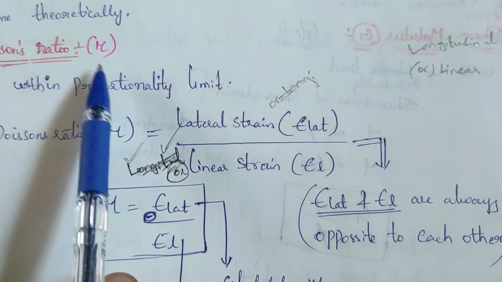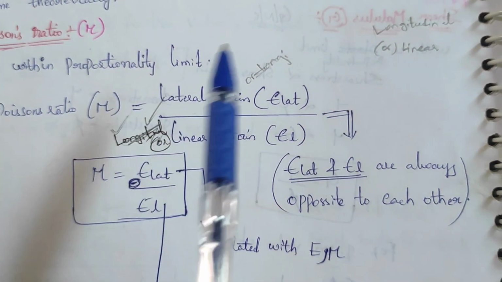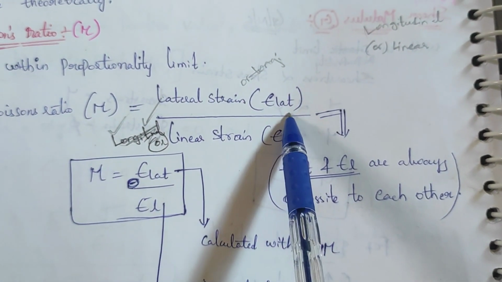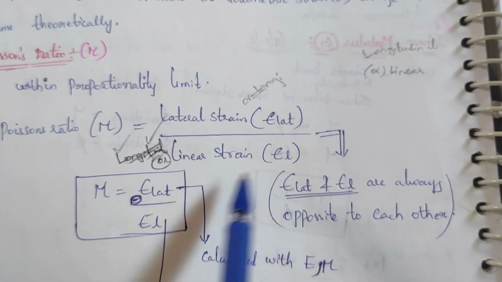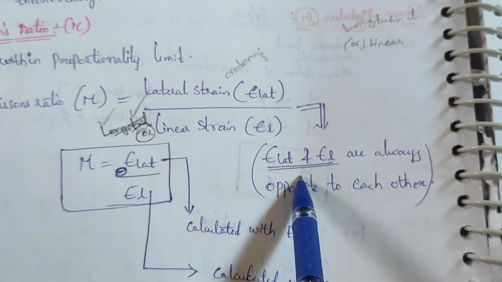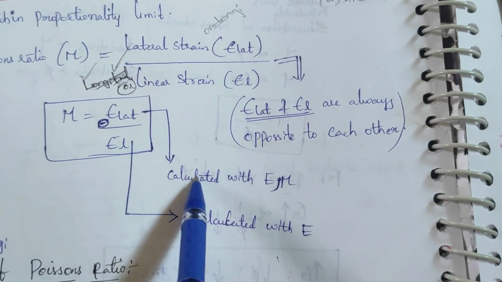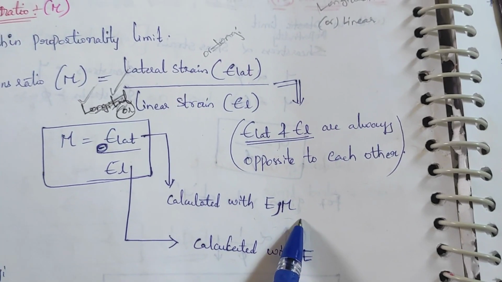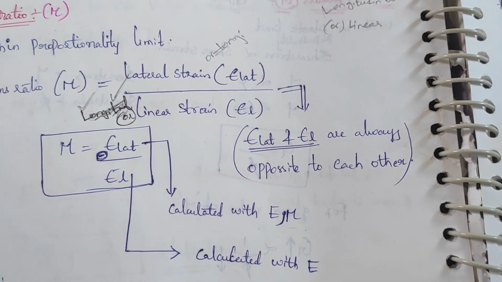Poisson's ratio is denoted by the symbol mu, and within the proportionality limit, Poisson's ratio is the ratio between the lateral strain and linear strain. That is, lateral strain is denoted by E lateral and linear strain is denoted by E linear. That is, mu is equal to E lateral by E linear. E lateral and E linear are always opposite to each other. So this E lateral is calculated with elastic constants E and mu, and this E linear is calculated with E. E is the Young's modulus, understand?